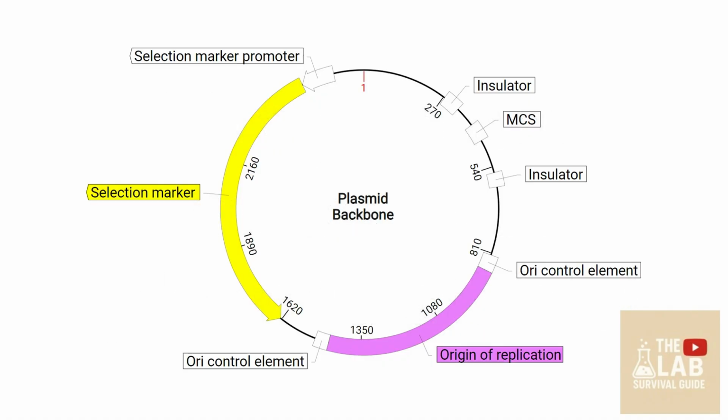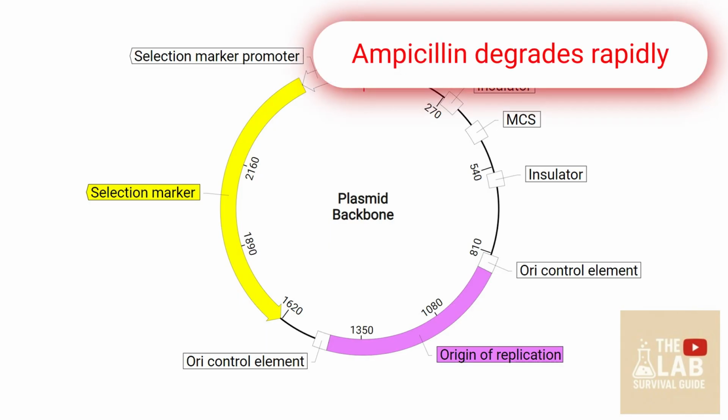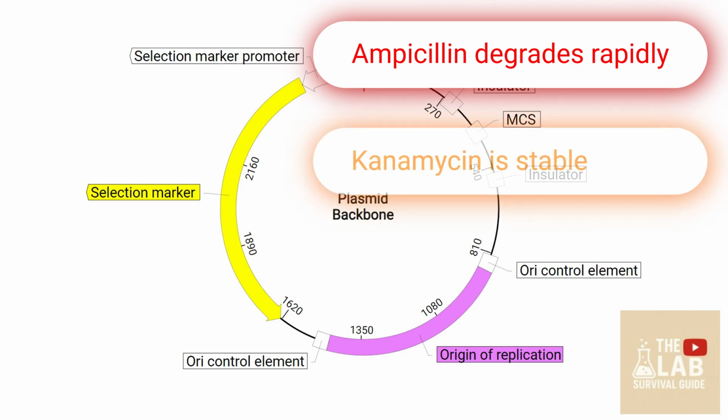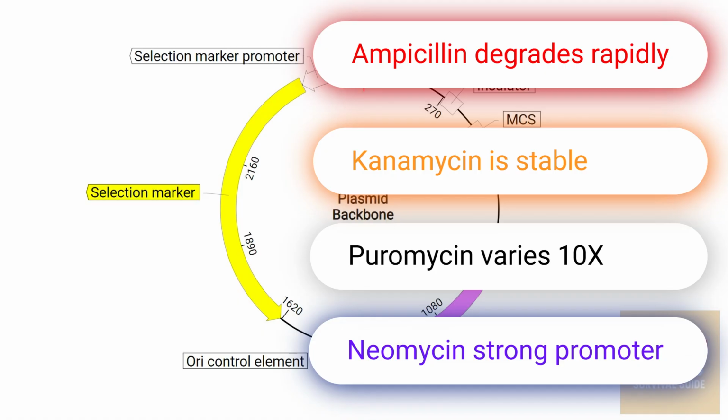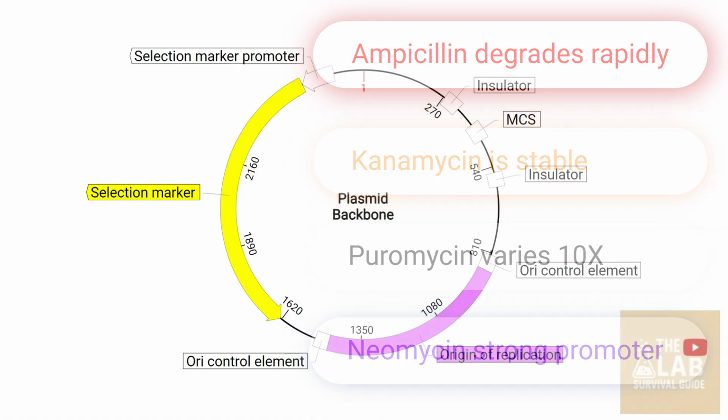Also, you have to consider the characteristic of the antibiotics. For example, ampicillin is highly unstable and degrades rapidly. Kanamycin remains stable for longer periods, therefore is widely used. Puromycin sensitivity varies tenfold across mammalian lines. The neomycin resistance gene is a weak selectable marker, so it requires a strong promoter.